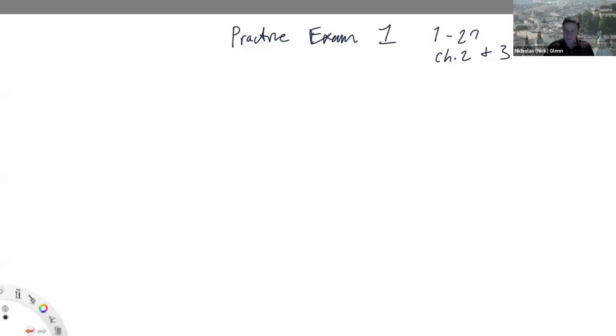Hey everyone. So we're going to work through the first part of the practice exam, through question 27. This is from chapters 2 and 3, where you look at the production possibilities frontier, the circular flow diagram, and the terms of trade. Okay, so we'll start off here with number 1, and refer to table 1. The opportunity cost of one airplane for Japan is what?